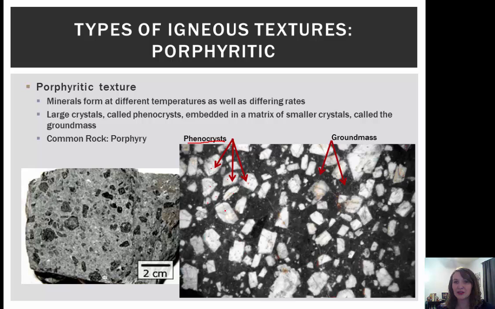And those actually cooled much slower than all of the black around it. So all the black is actually a mineral that cooled so quickly that you can't actually make out the individual grains with the naked eye. So this is a mixture of coarse-grained and fine-grained together, creating this porphyritic texture. Now, the most common rock of this type is a porphyry.